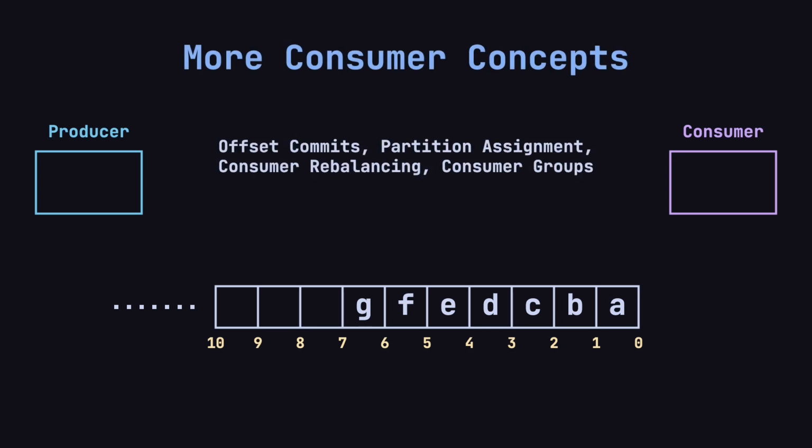That's all we'll cover for consumers for now. It's important to note that there are many other key concepts related to consumers in Kafka, including offset commits, partition assignment, consumer rebalancing, and consumer groups. We'll dive deeper into these in future videos.